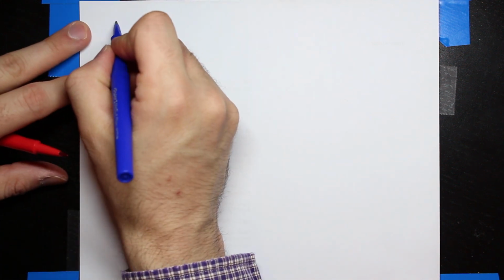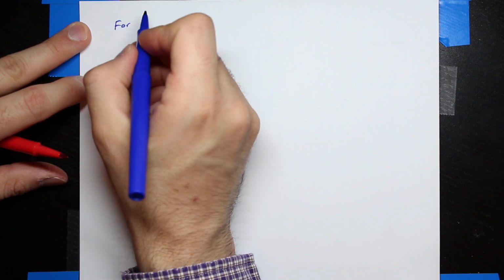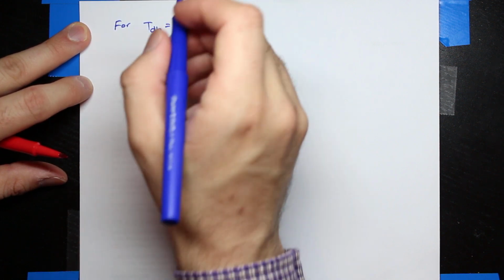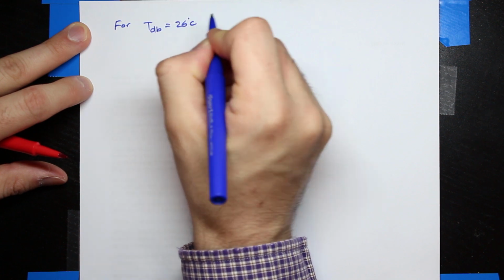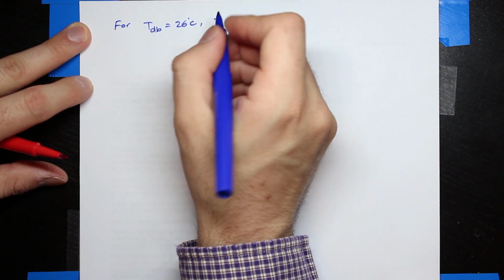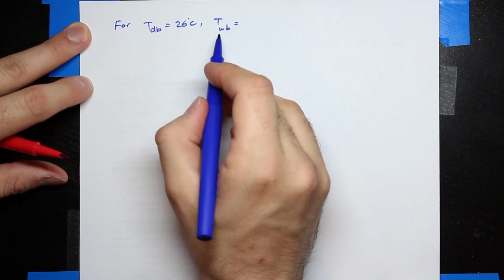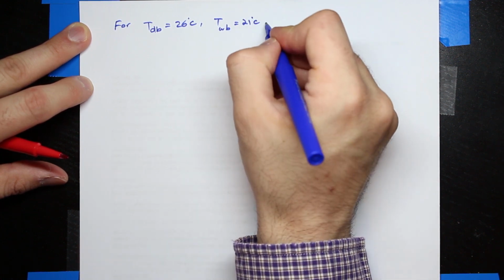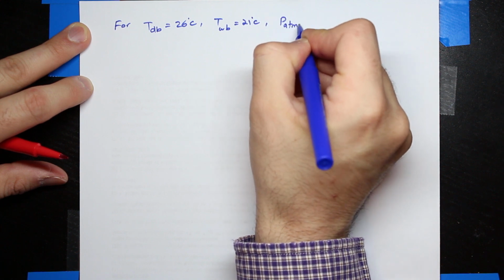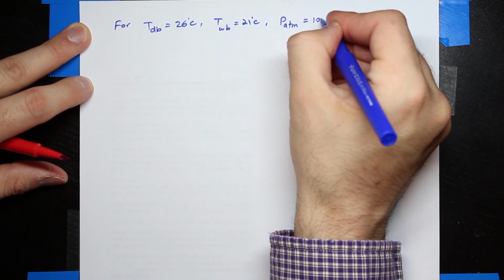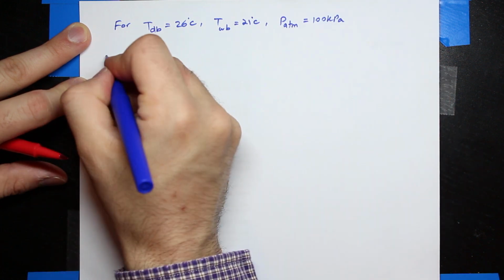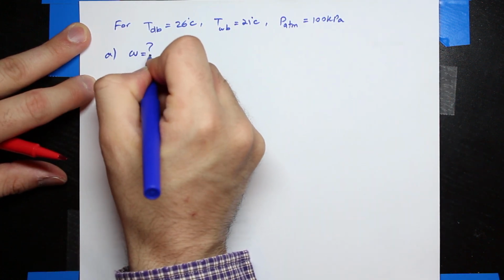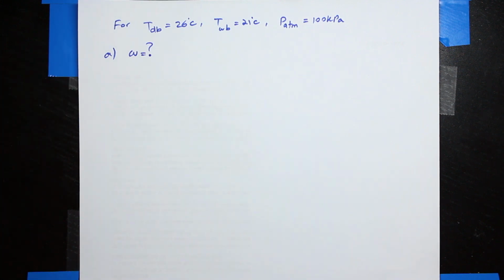So let's say for the dry bulb temperature, T_DB, of 26 degrees C, and for the wet bulb temperature, T_WB, of 21 degrees C, and also for the atmospheric pressure of 100 kPa. The question in part A is asking for the absolute humidity, or omega.